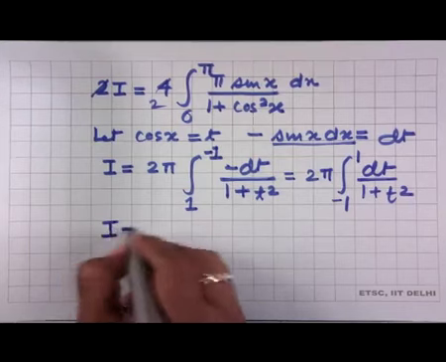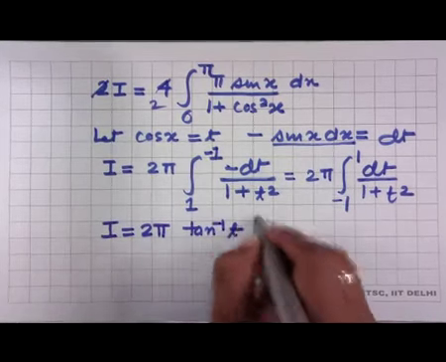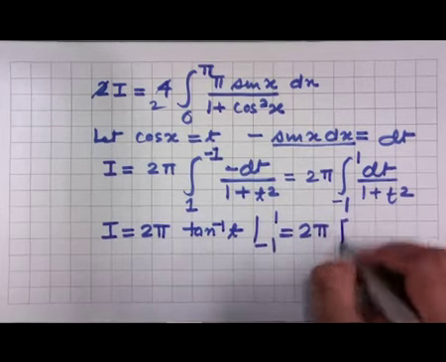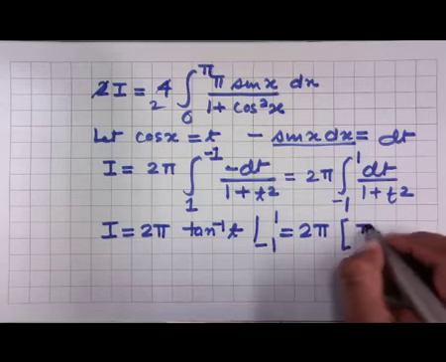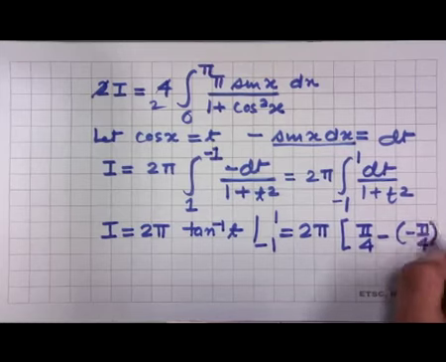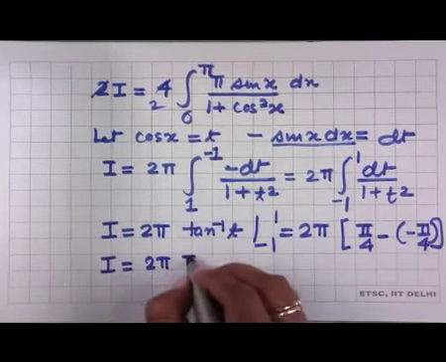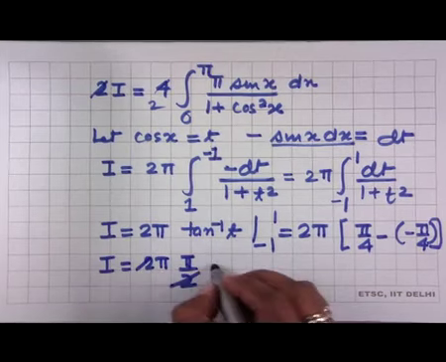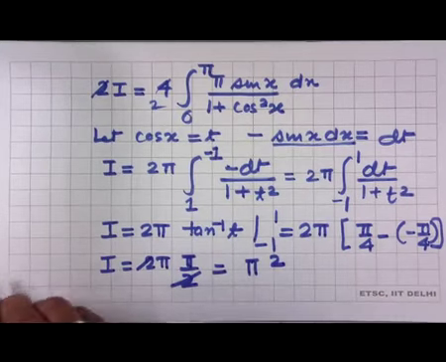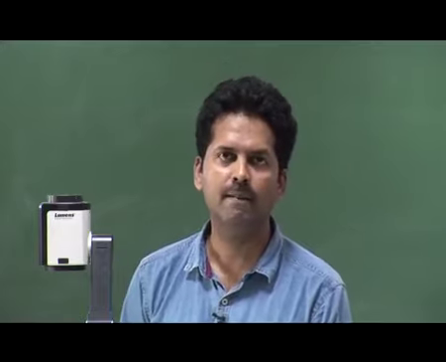So I is therefore 2 pi tan inverse t from minus 1 to 1, which is 2 pi times pi by 4 minus minus pi by 4. So you get I equals to 2 pi times pi by 2. So you get your final answer for this integral as pi square. Let us take one more example.